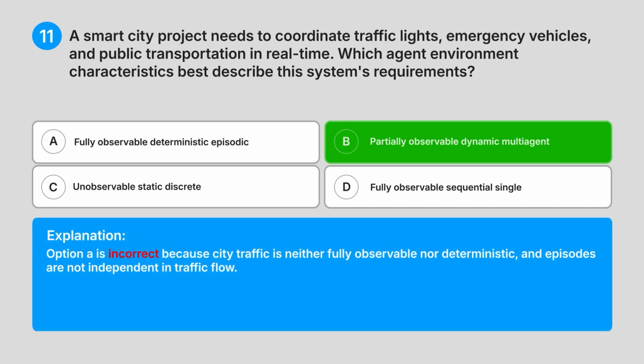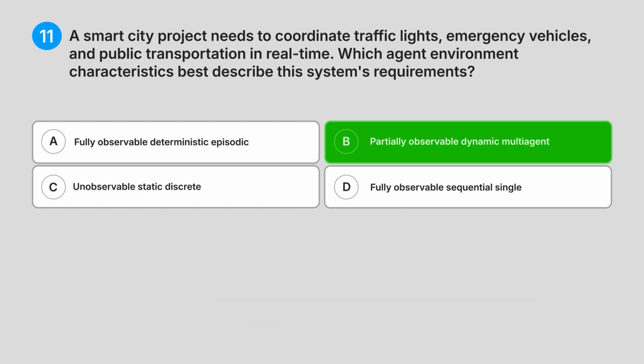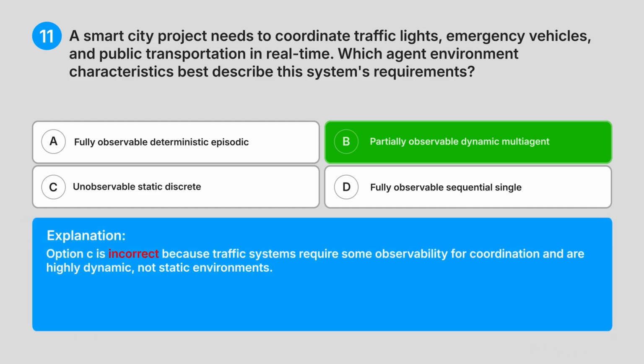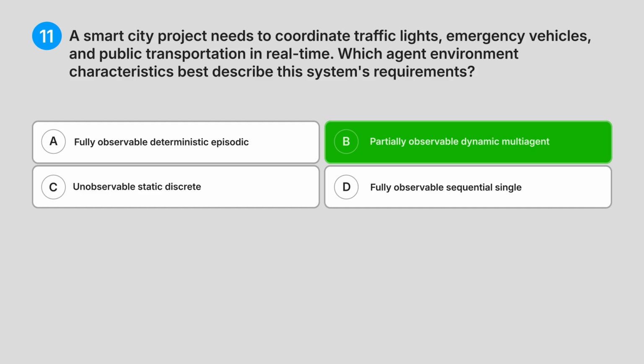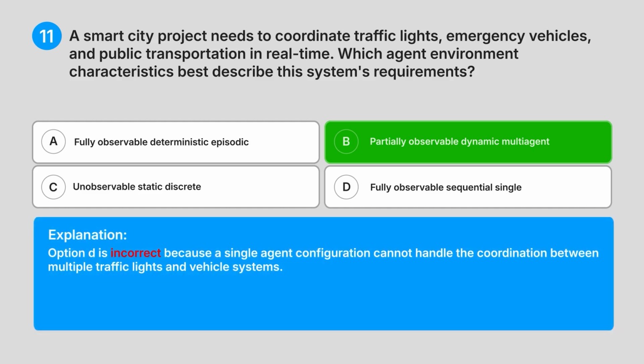Option A is incorrect because city traffic is neither fully observable nor deterministic, and episodes are not independent in traffic flow. Option C is incorrect because traffic systems require some observability for coordination and are highly dynamic, not static environments. Option D is incorrect because a single agent configuration cannot handle the coordination between multiple traffic lights and vehicle systems.